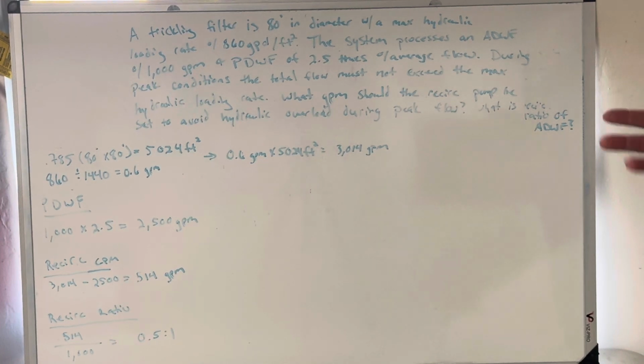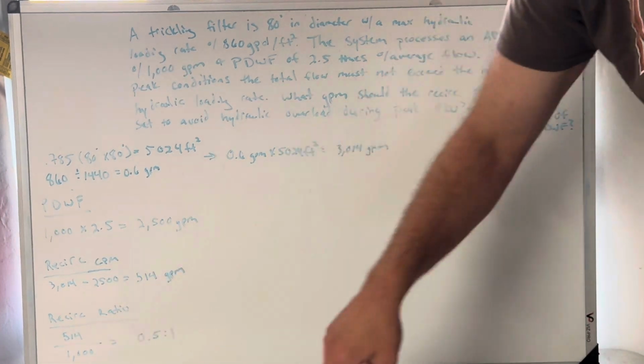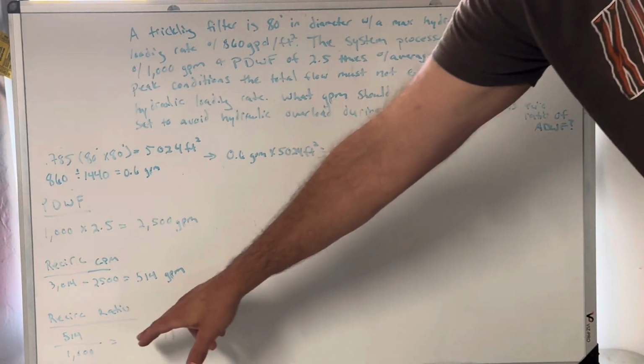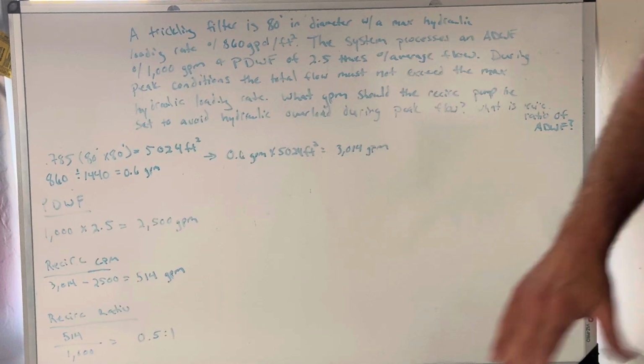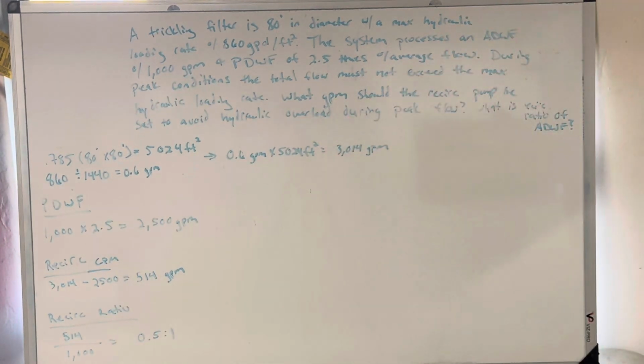Now, they might follow up and say, okay, what is the recirculation ratio of the ADWF? What's your average dry weather flow recirculation ratio? You would just take 514 gallons per minute, divide by 1,000, which is your average dry weather flow, and that gives you the answer, if you plug that in your calculator, of 0.5. And so that recirc ratio, you are at 0.5 to 1, which is an acceptable recirculation ratio.